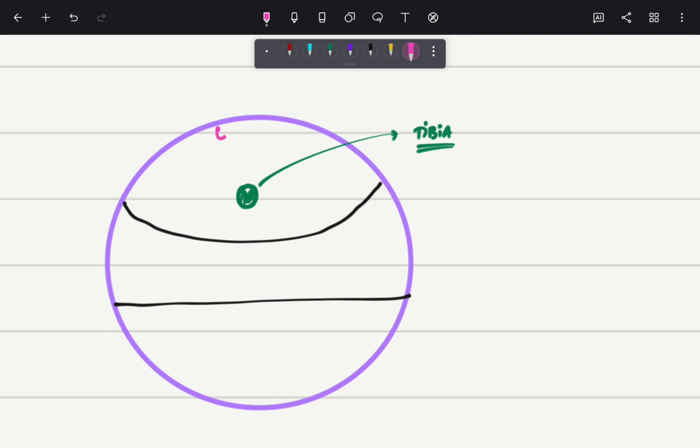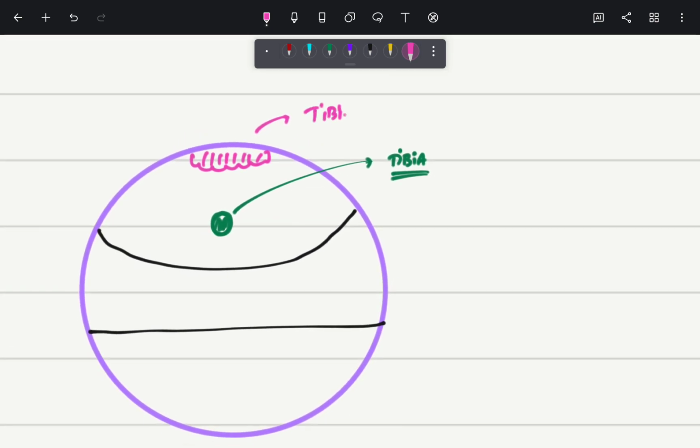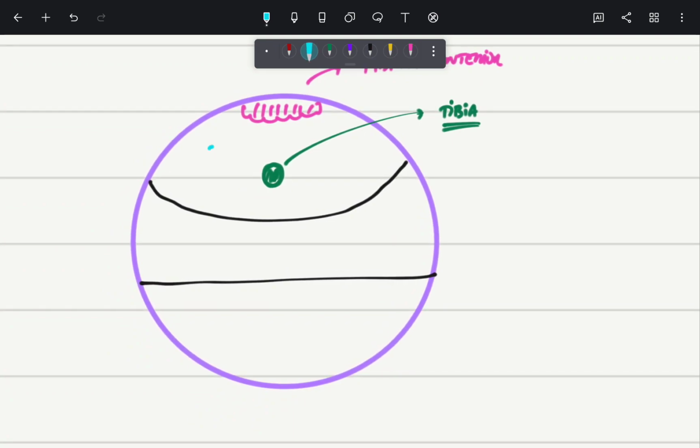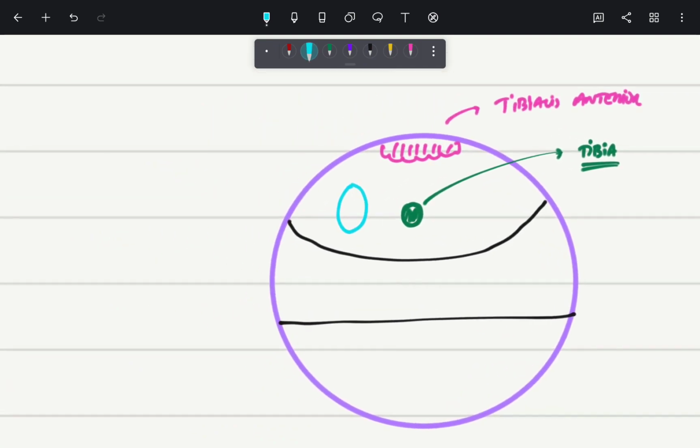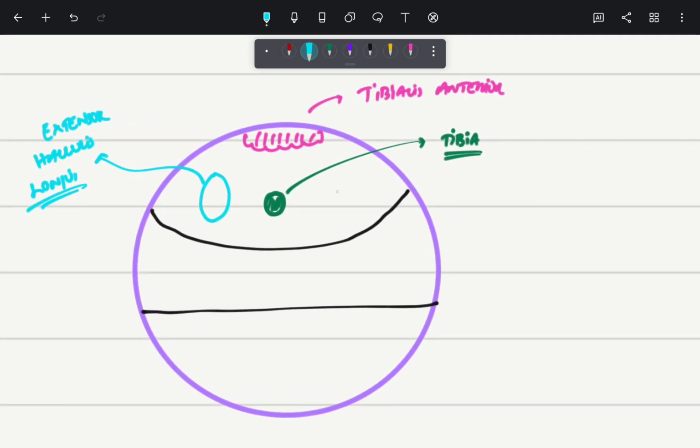And in front of the tibia there is a muscle present, and this muscle is called your tibialis anterior. And aside from that there is a muscle called your extensor hallucis longus. Don't worry, I will explain it in a second.